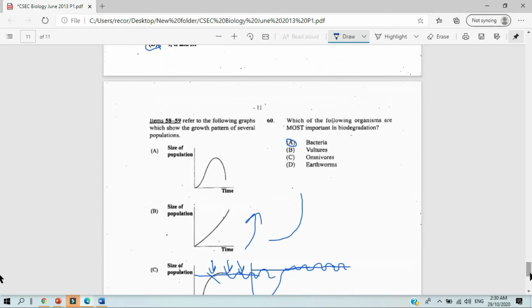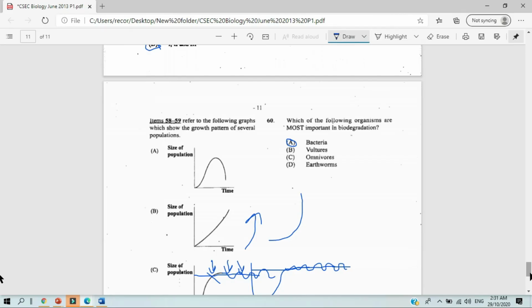Now 60 is our last question for this paper. Which of the following organisms are most important in biodegradation? This is a very nice question. We're looking at two things, and both are responsible for biodegradation, breaking down things. We have the earthworm, which we refer to as a detritivore. Right? They feed on what we call detritus, and they are breaking down stuff as well.